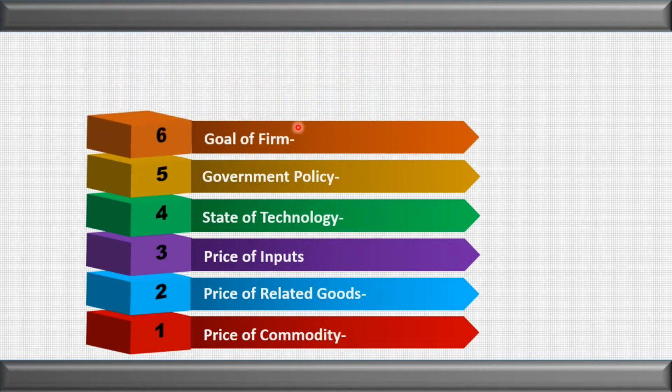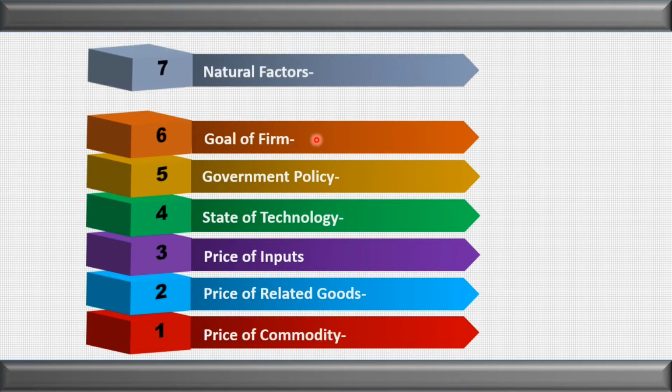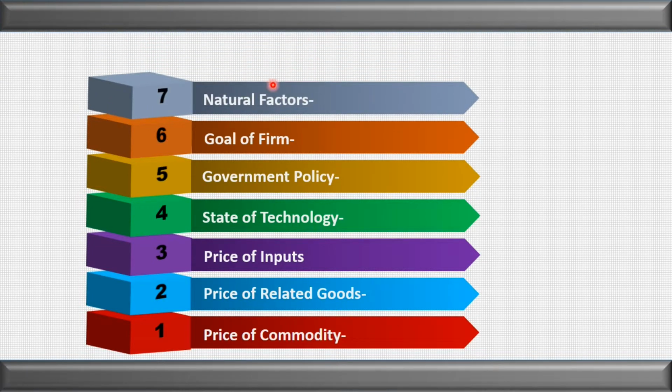The next is goal of the firm. Suppose the goal of the firm is to sell the product to selected people, supply will be less. If the goal of the firm is to make the goods available to every consumer, supply will increase. The next is natural factor. Suppose nature is supportive to the producer. Good rainfall, no earthquake, no famine, nothing. Supportive, supply will increase. And if nature is not supportive, earthquake is there, drought is there, the supply will decrease.